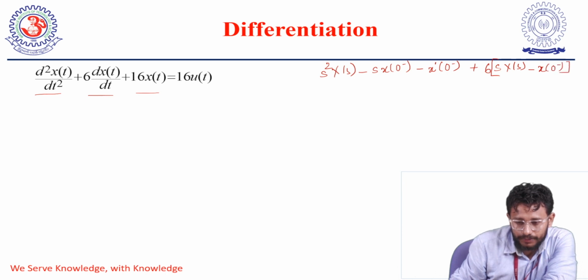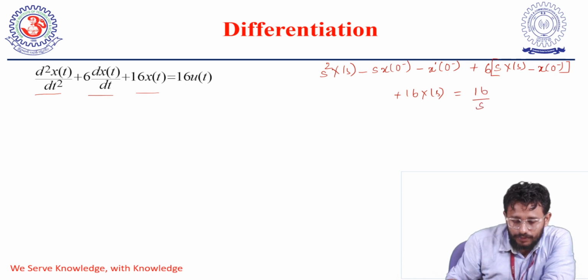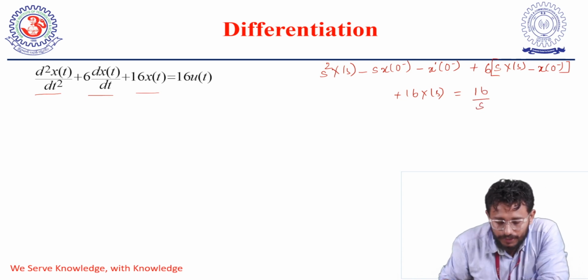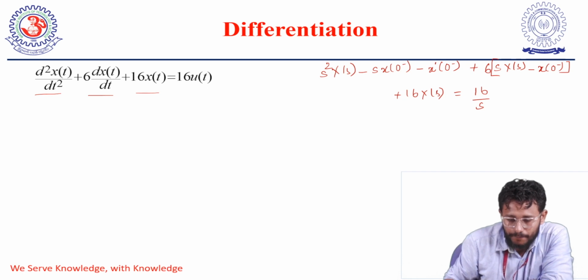For the third expression, 16 x of s, and the final one, 16u of t, that would be 16 times the unit step, that would look like 16 over s. Now in the question it was given that the initial conditions are 0. So what we mean is this factor returns 0, this factor returns 0, this factor returns another 0.